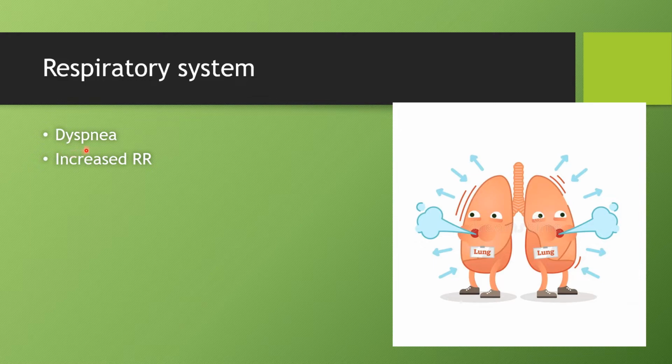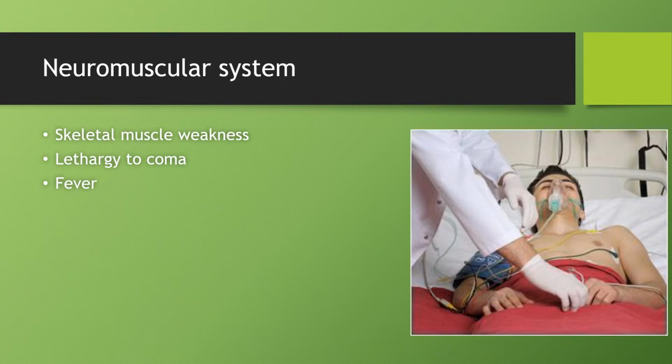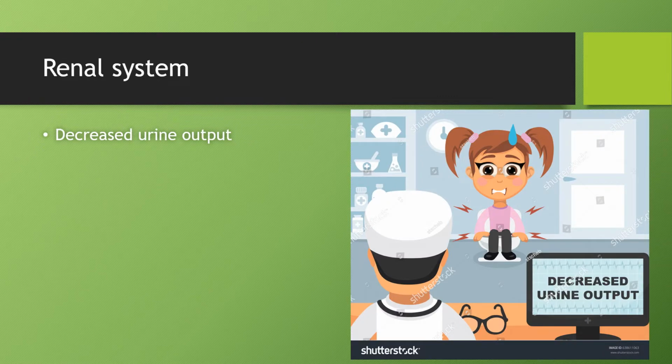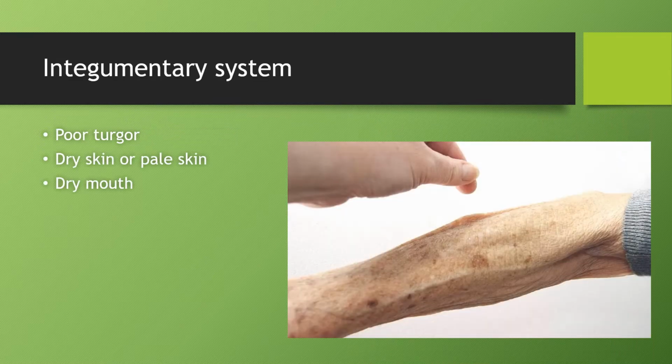In respiratory, dyspnea means difficulty in breathing. Then respiratory rate is also increased. Next one is neuromuscular. In that, skeletal muscles will get weakness. If we do not treat it, it will go from lethargy to coma, then fever. Then renal system, obviously the urine output is less because the patient is already in a hypovolemic condition, so the urine output is obviously decreased.